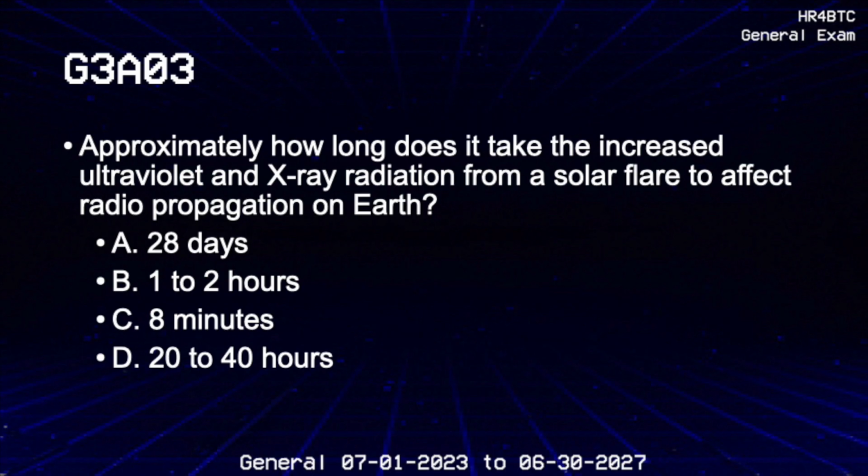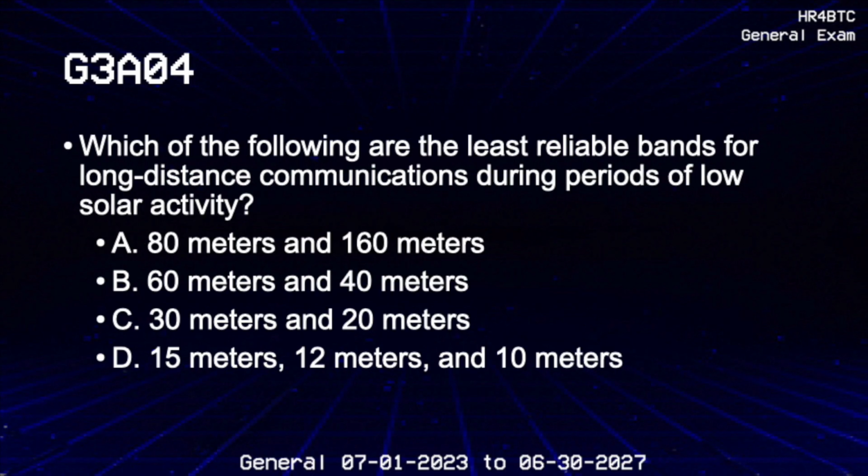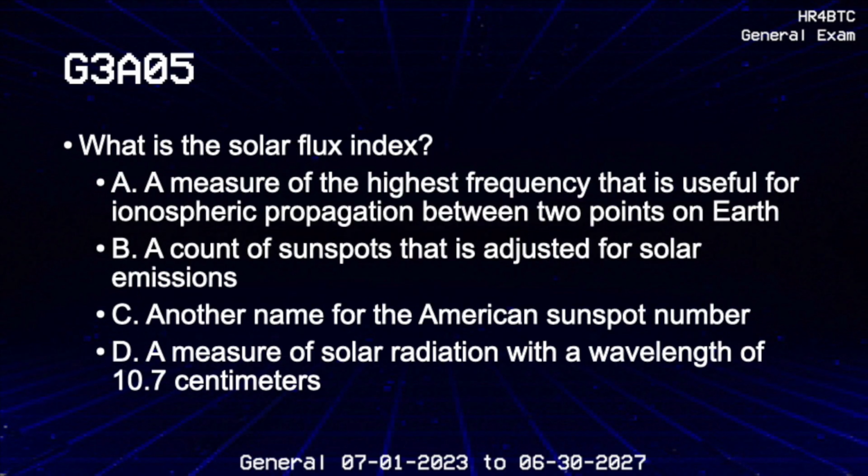Approximately how long does it take the increased ultraviolet and X-ray radiation from a solar flare to affect radio propagation on Earth? 8 minutes. Which of the following are the least reliable bands for long-distance communications during periods of low solar activity? 15 meters, 12 meters, and 10 meters. What is the solar flux index? A measure of solar radiation with a wavelength of 10.7 centimeters.